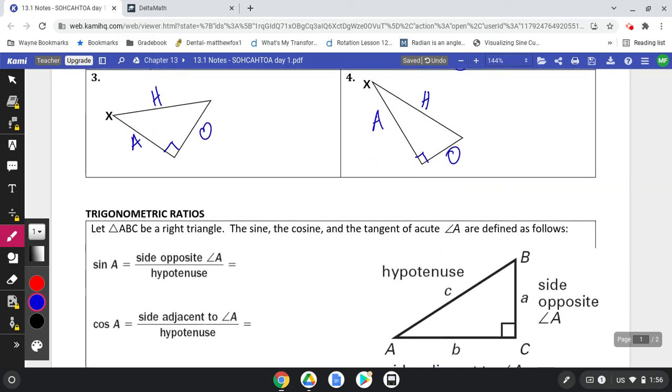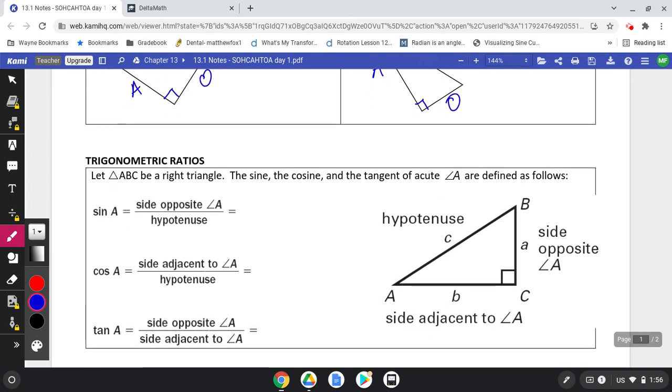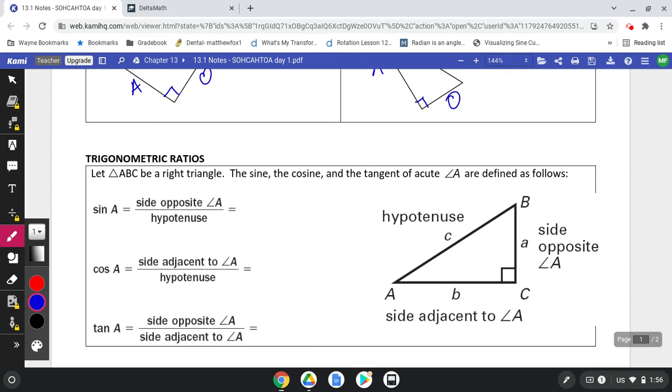So the reason we care about these O's, A's, and H's is that we are going to have three trigonometric ratios. They are worldwide accepted, and they're very common. Sine, cosine, and tangent. So this is how you spell them: sine, cosine, tangent. If you look here, sine of A, cosine of A, tangent of A. SIN, I know it looks like sin, but it's sine, cosine, and tangent.